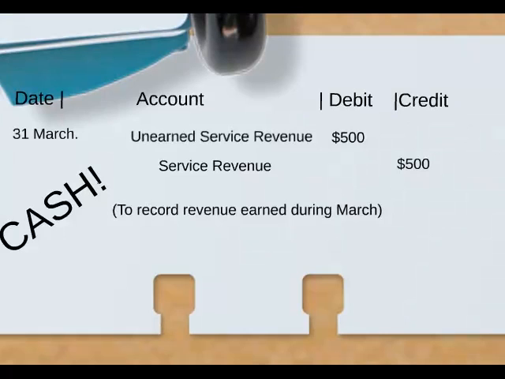The unearned service revenue decreases by $500 and it is debited. The service revenue increases by $500 and it is credited. This is because the service has been completed and revenue is earned.